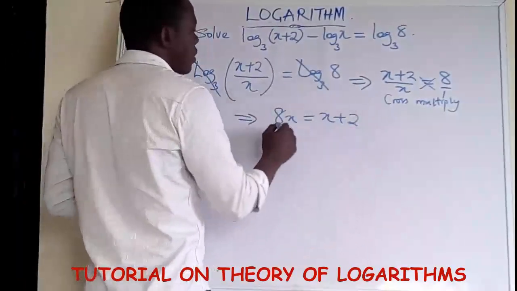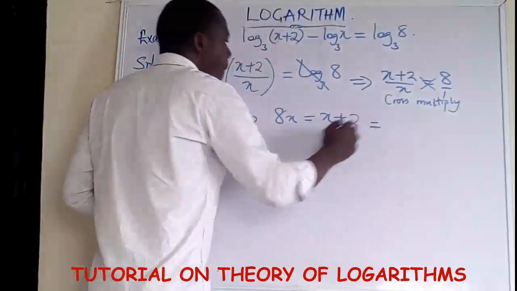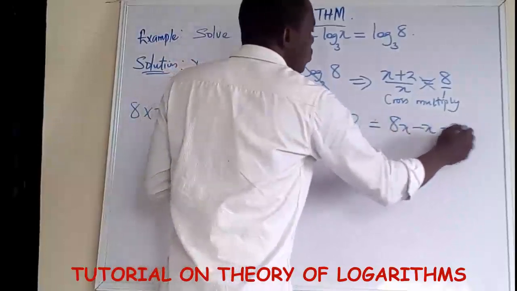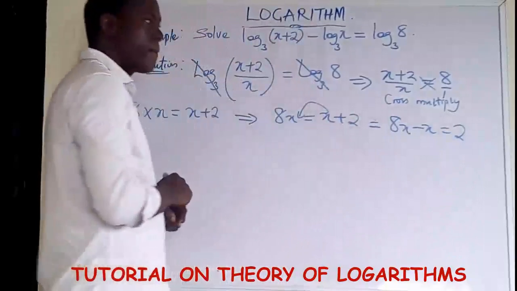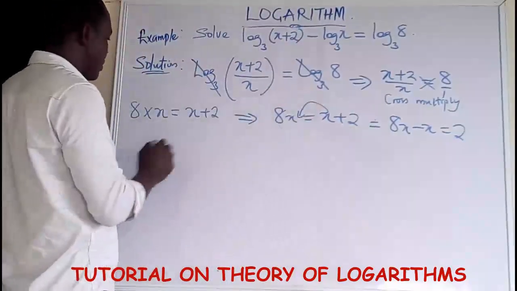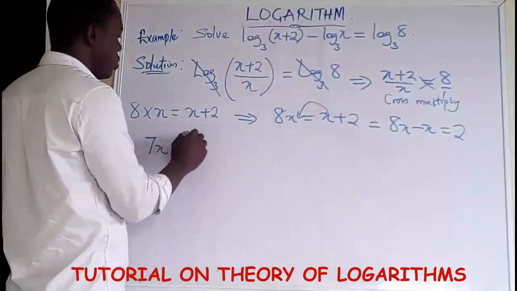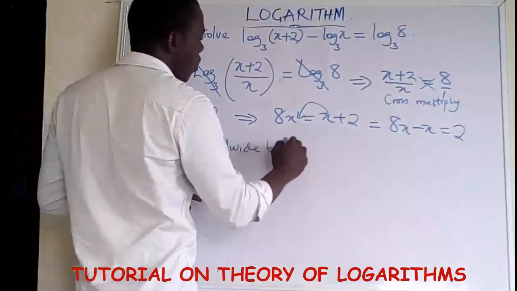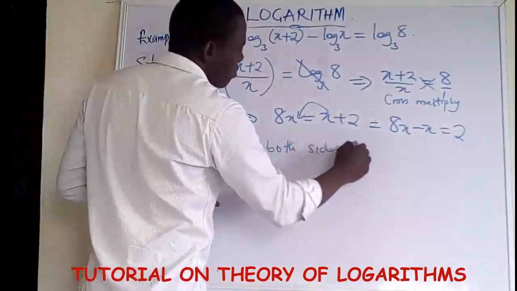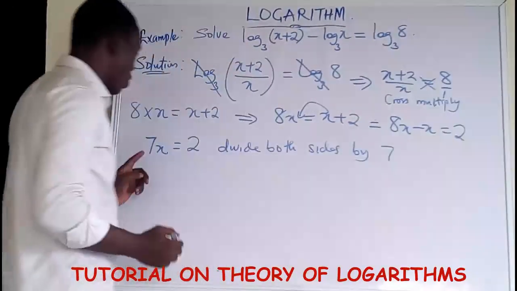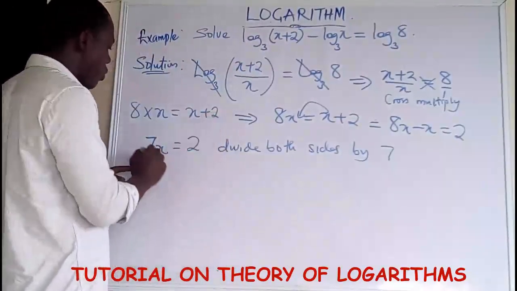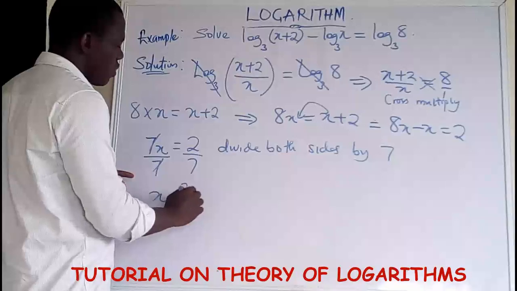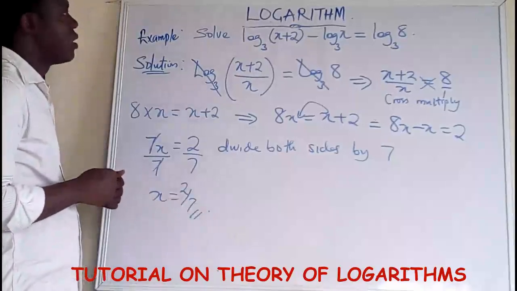So bring this one here. So we have 8x minus x equals 2. So we transfer x here. 8x minus x will be 7x, which equals 2. And at this level, what are we going to do? We divide both sides by 7, which is the coefficient of x here, because that is what we are looking for. We are looking for the value of x. So x equals 2 over 7. And that's our final answer. Okay?